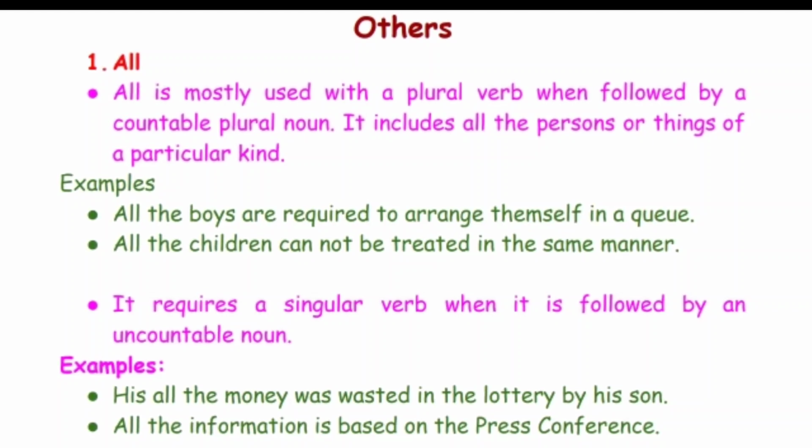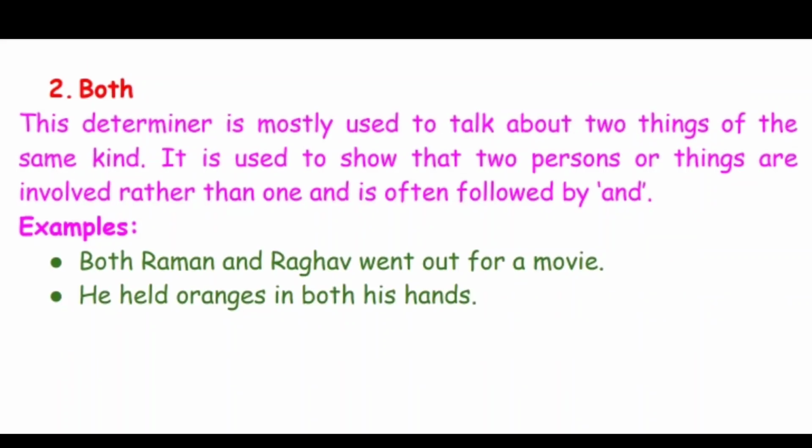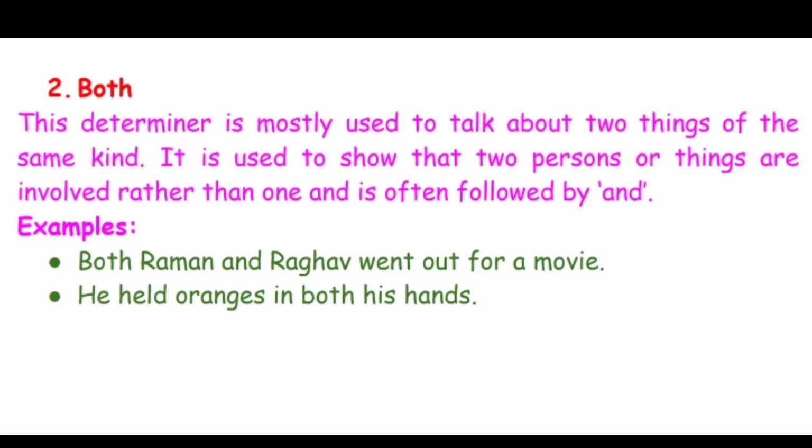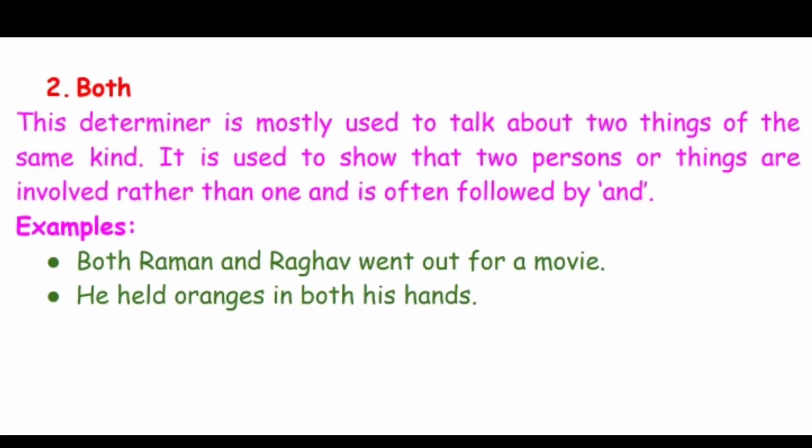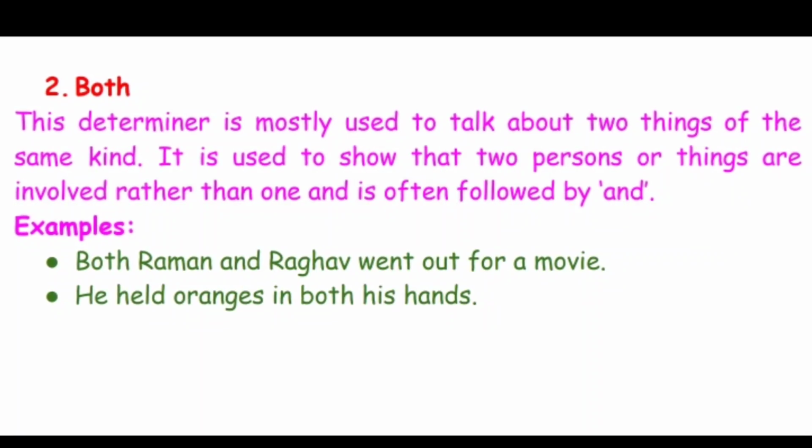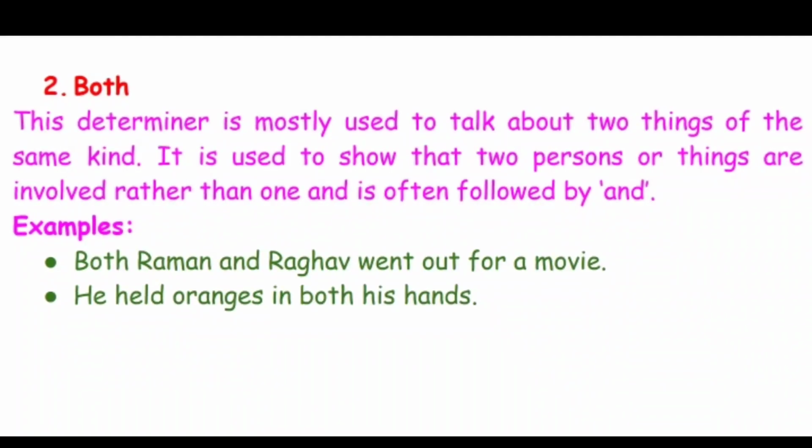Now both. This determiner is mostly used to talk about two things of the same kind. It is used to show that two persons or things are involved rather than one, and is often followed by and. So both Raman and Raghav means both are involved. Both Raman and Raghav went out for a movie. Or he held oranges in both his hands.